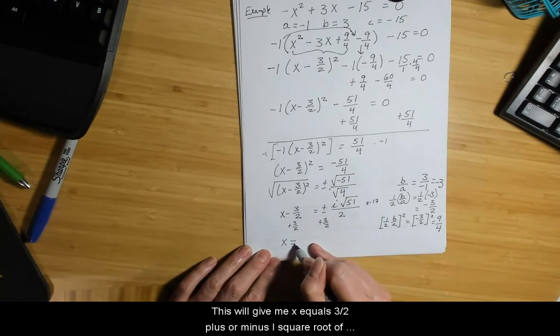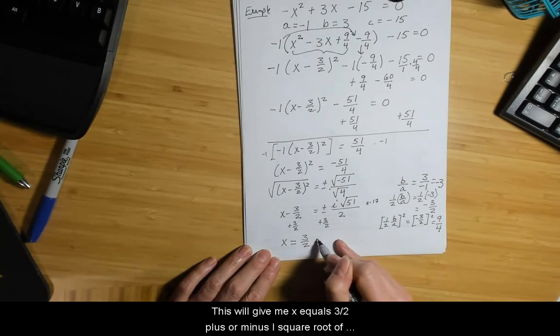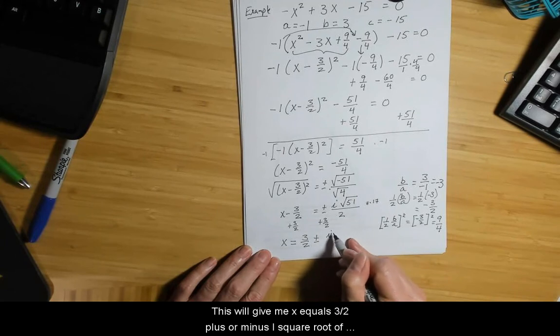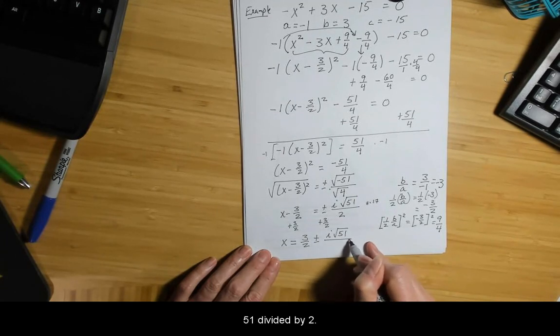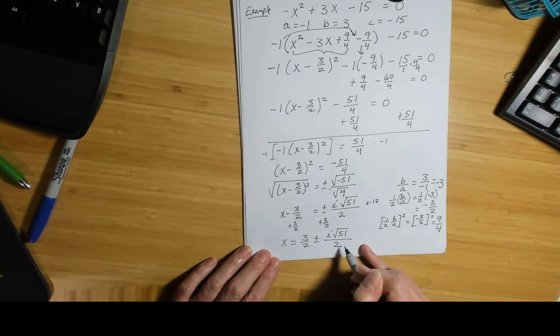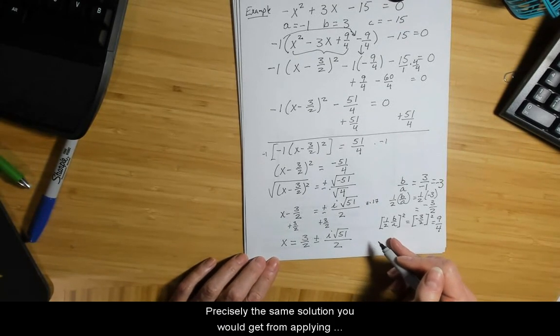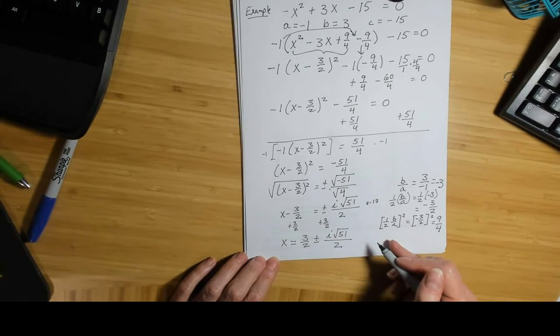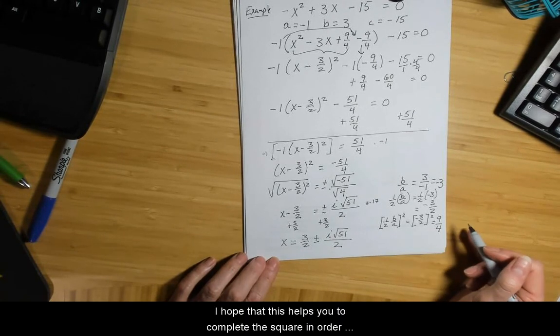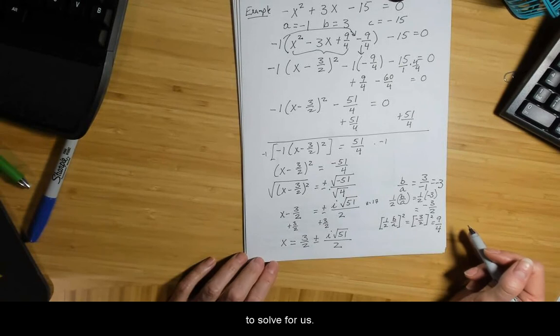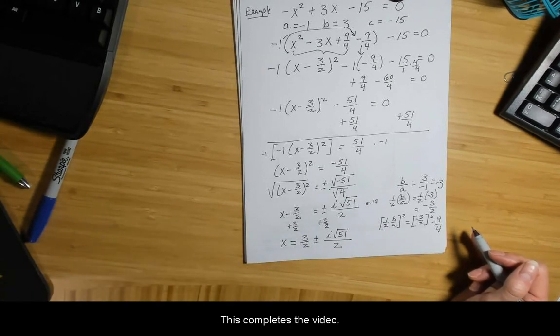This will give me x equals 3 halves plus or minus i square root of 51 divided by 2. This is precisely the same solution you would get from applying the quadratic formula. I hope that this helps you to complete the square in order to solve for x, and this completes the video.